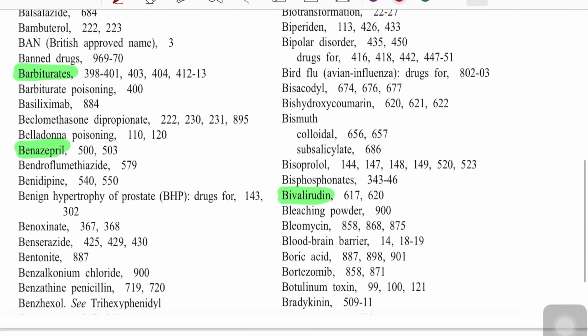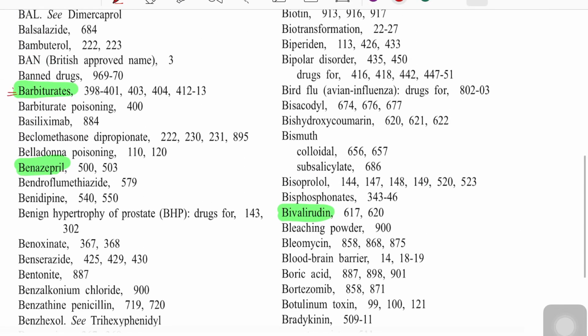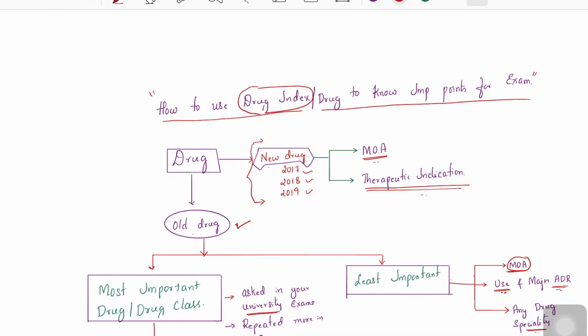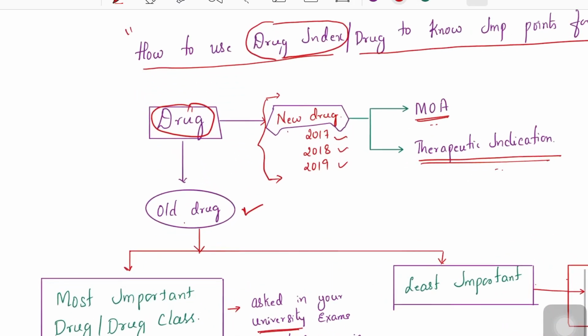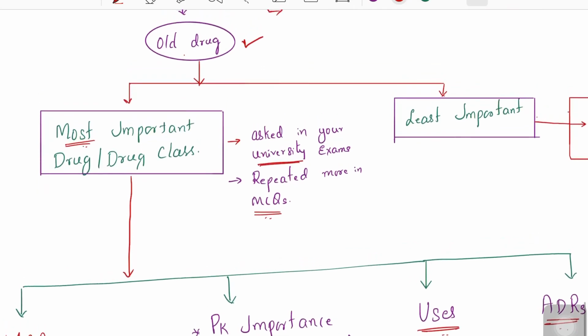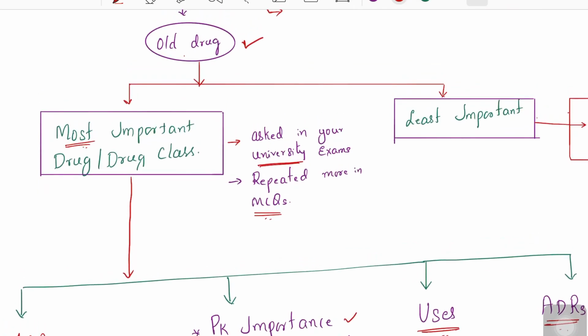Now coming to one more drug, that is barbiturates. When I come across barbiturates, please keep it in this flow chart. So if I keep barbiturate in the flow chart, then it's an old drug. Is it most important or least important? Yes, it's a most important drug class. So what you have to know? You need to know the mechanism of action, pharmacokinetic importance because it's an enzyme inducer, drug interaction, obviously as an inducer, therapeutic uses, and its major ADRs. So this is the important drug.